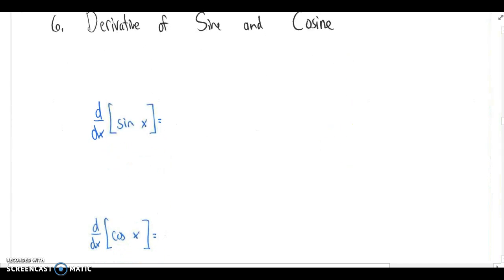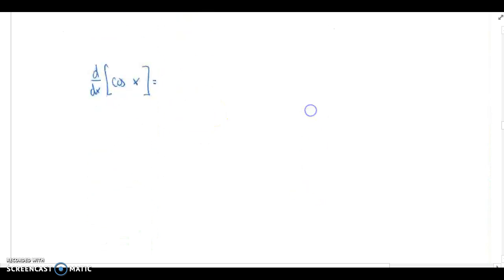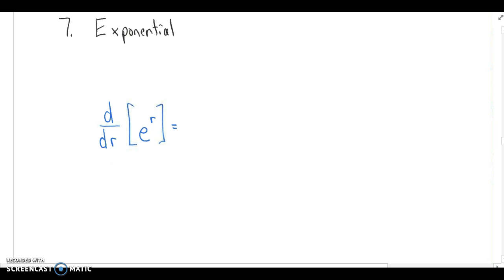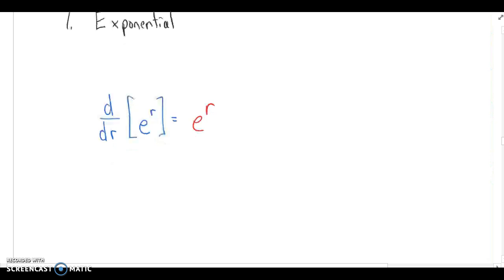Also in this section, we looked at the derivative of sine and cosine. The derivative of sine of x is equal to the cosine of x, and the derivative of cosine x is equal to negative sine of x. As far as exponentials go, the derivative of e to the r with respect to r is going to be simply e to the r.